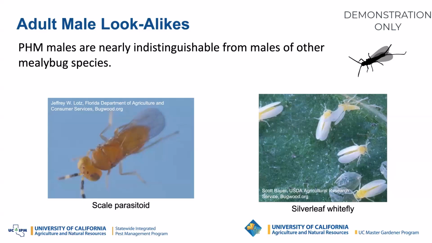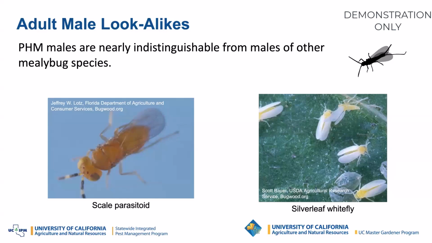Even if you do see something that looks like a PHM male, they are nearly indistinguishable from males of other mealybug species. They also resemble other insect species like scale parasitoids and silverleaf whitefly, as seen in these photos. PHM can't be identified easily by their adult males, so look for other life stages to determine what insect you might be dealing with.